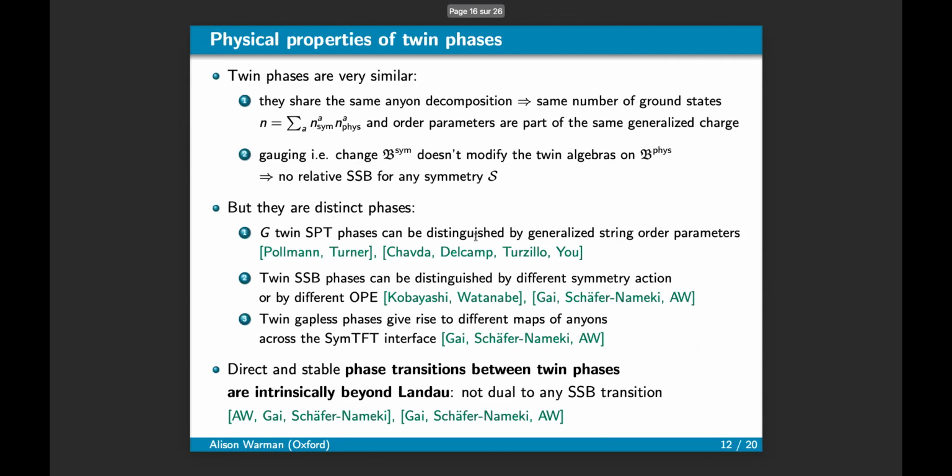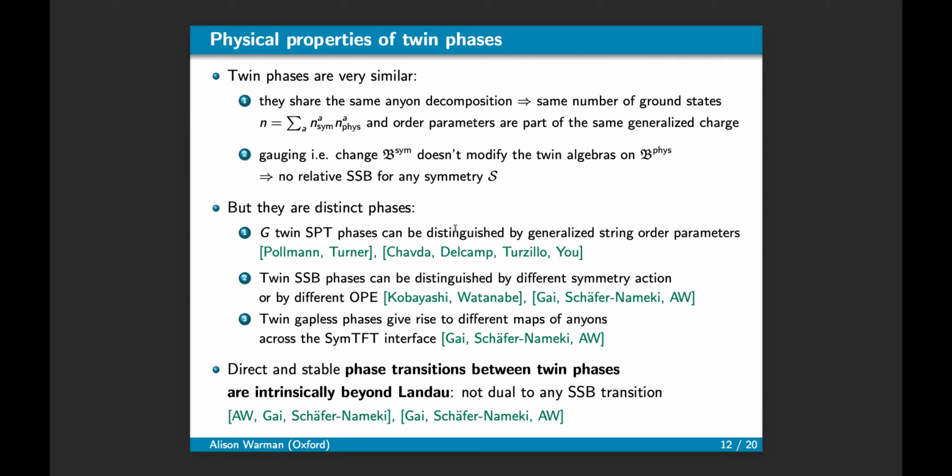Yeah. And these are some of their physical properties. So, as I already stressed, the twin phases always have the same number of ground states. And they maintain the same number of ground states even if we do partial gauging of the symmetry, and that's because simply they have the same anyon decomposition on the physical boundary.